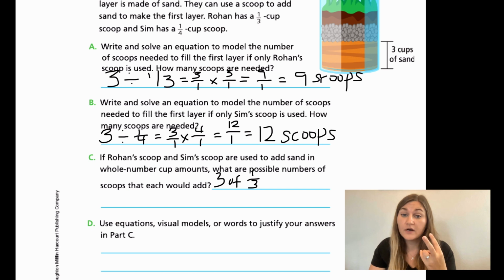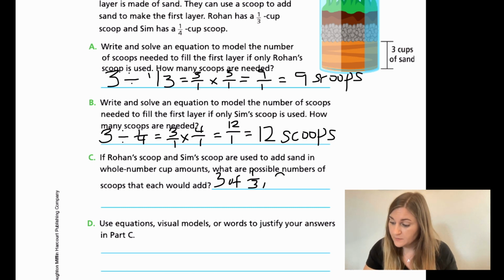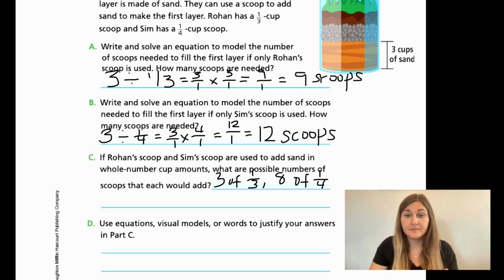Well, I know there's 4 in one and 4 in the other, so that means there would be 8 total scoops. So then we would say 8 of the 1/4. So that's one option.